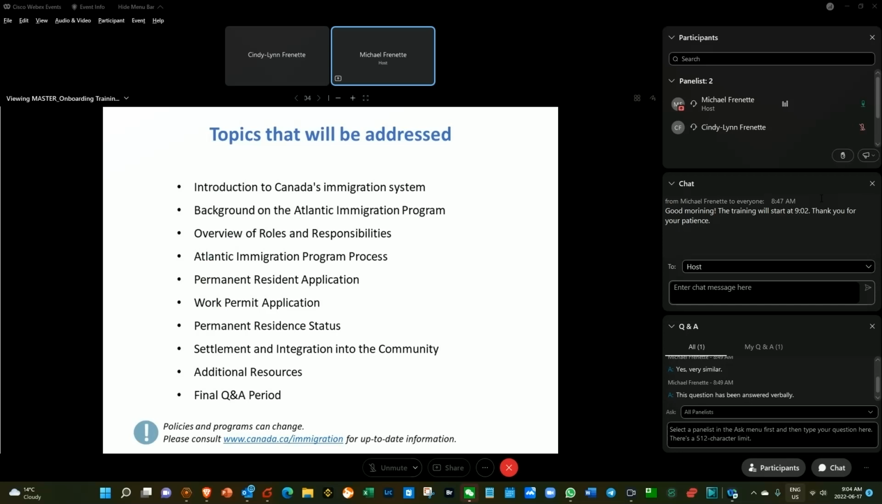What we'll be covering today: first, we'll give you a brief introduction on Canada's immigration system. For those of you who are new to the immigration world, we'll talk a bit about the background of the immigration program and provide you an overview of the roles and responsibilities of each stakeholder in the process. We'll cover the Atlantic Immigration Program process, what the permanent residence application is, and how to apply for a work permit for candidates that may require one. We'll cover the permanent resident status. Throughout the presentation, we'll talk about settlement and integration into the community. We'll provide you resources, and again, we'll have a final Q&A period.